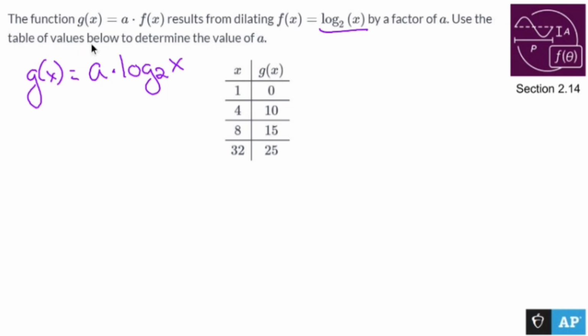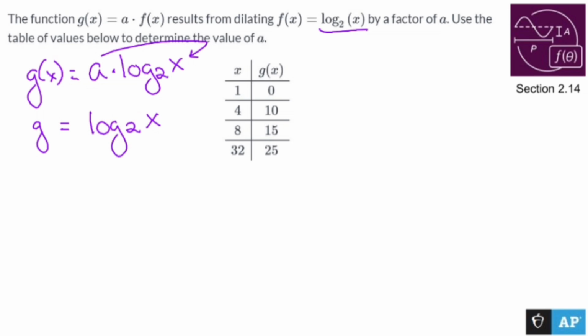Use the table of values below to determine the value of a. Well, I'm not good at finding logs off the top of my head, so why don't I change this into its exponential form? I'm going to just turn g of x into g because that'll make my life easier. And then I'll plop a right there, because I'm allowed to use that formula that says if I have a living in front of a log, I can make it an exponent. So now I have log base 2 of x.